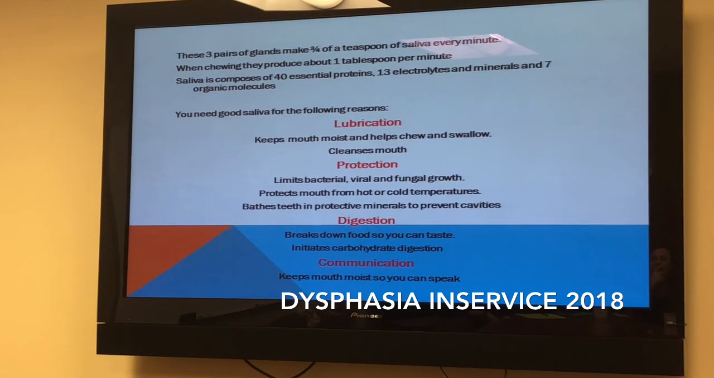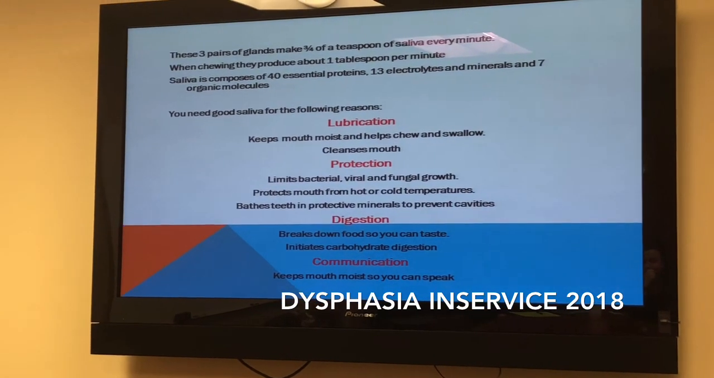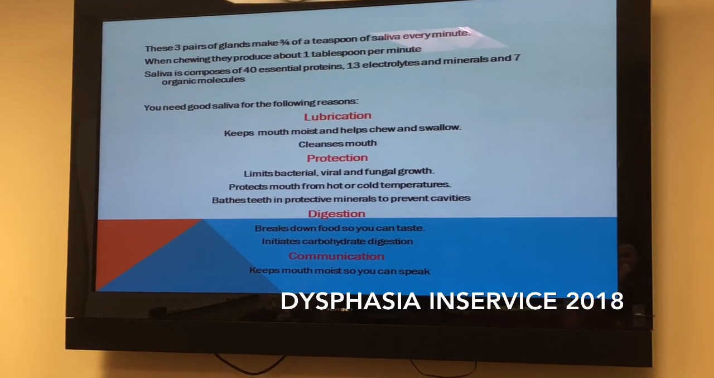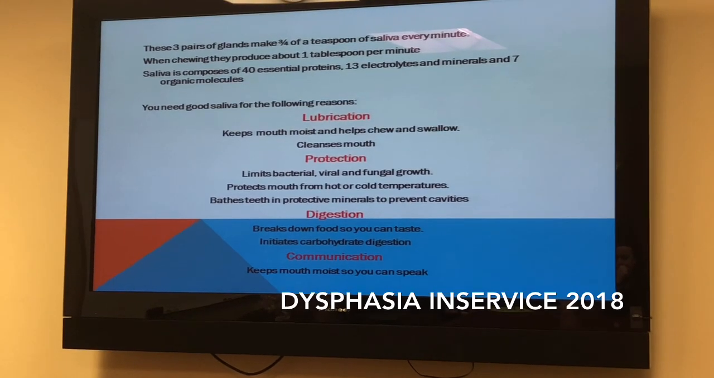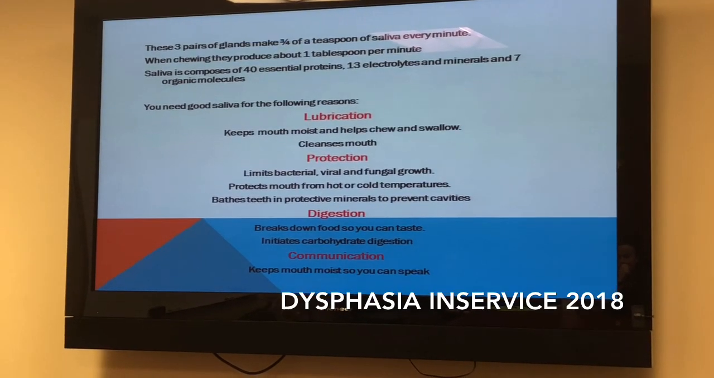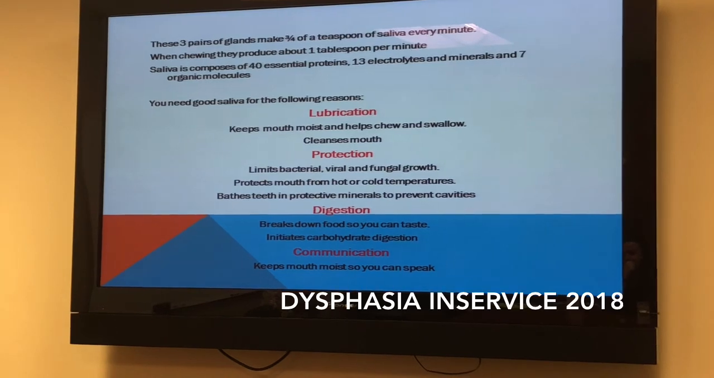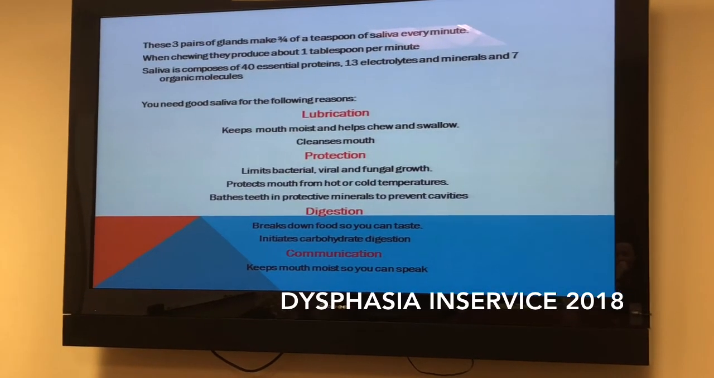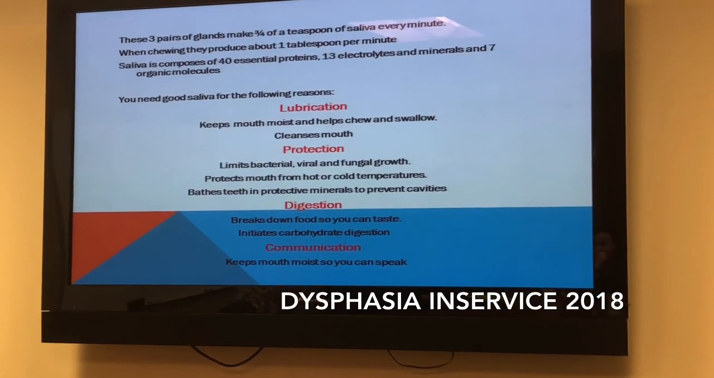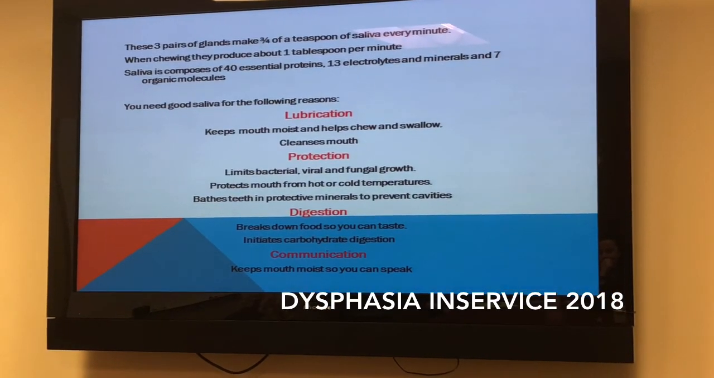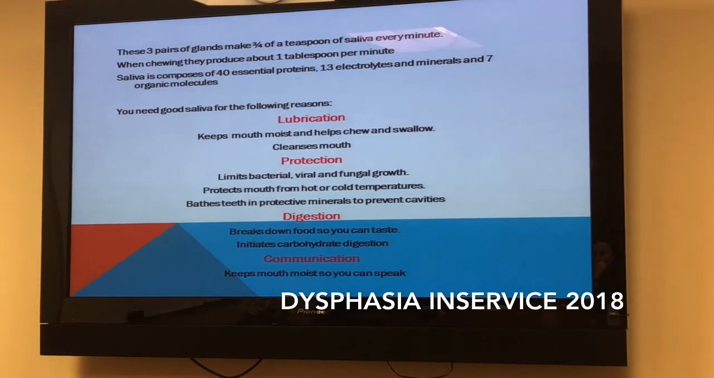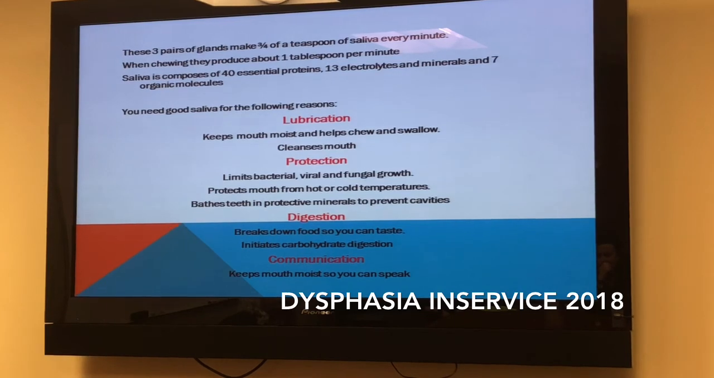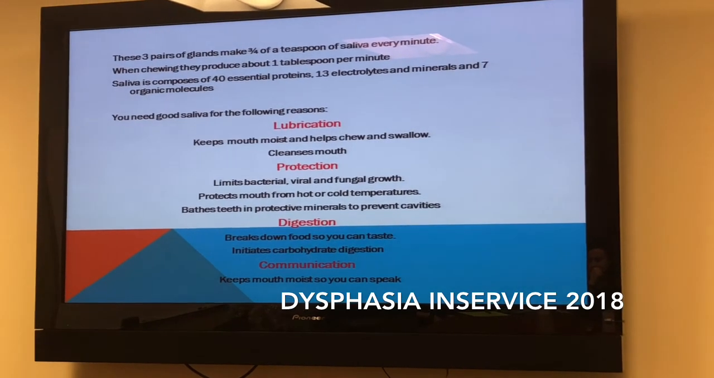The other important thing is saliva helps with digestion. Our digestion actually starts in the mouth, and saliva breaks down food so you can taste better, and it initiates carbohydrate digestion. So our patients who have very dry mouth often complain that everything tastes bad, or they can't taste at all. And then of course for communication, if your mouth is really dry, it's very hard to speak.